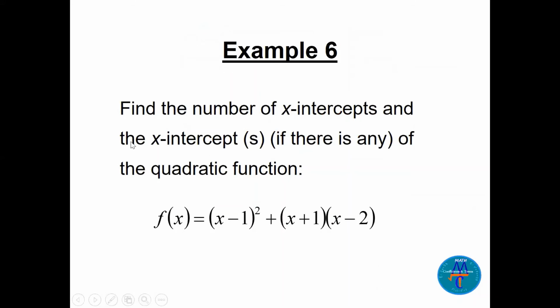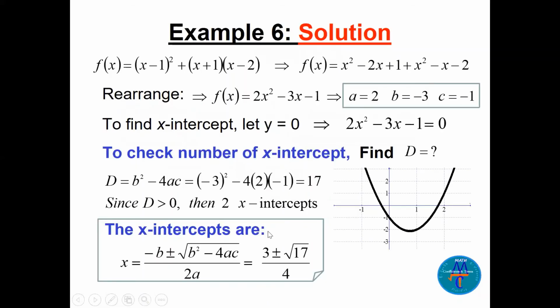Now find the number of x-intercepts. We need only the number and the x-intercepts, so there are 2 questions here, for any quadratic function. For sure, this quadratic function is not arranged: (x minus 1) squared plus (x plus 1)(x minus 2). So we have to multiply, add, and subtract until we get the function arranged. So (x minus 1) squared, you use the formula here: x squared minus 2x plus 1. And then here you multiply by the FOIL method: x squared minus 2x plus x is minus x, and directly I put the answer here, minus 2.